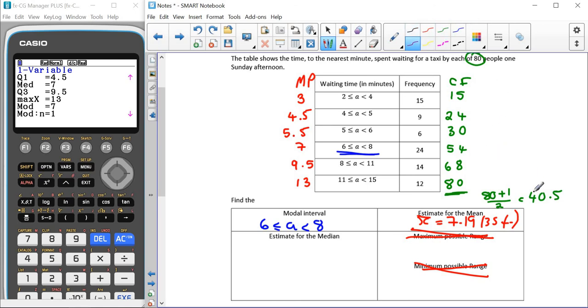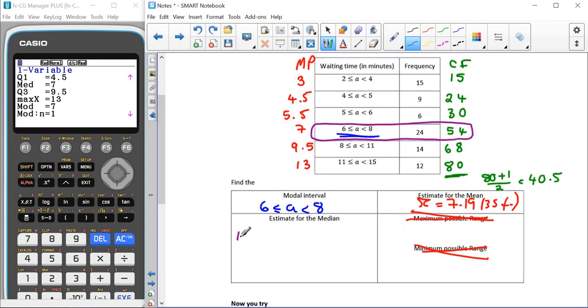So we're going to go through our data until we get past 40.5. So at the end of the first group we have 15, at the end of the second group we have 24, at the end of the third group we have 30, and at the end of the fourth group we're up to 54, which is too far, which means that somewhere in there we have our median. So we're going to draw our line. We're starting at 6, going up to 8, and somewhere in there is my median, which I don't know. For the pieces of data, we're starting at 30 pieces of data, we're ending at 54 pieces of data, and I'm looking for the 40.5th piece of data.